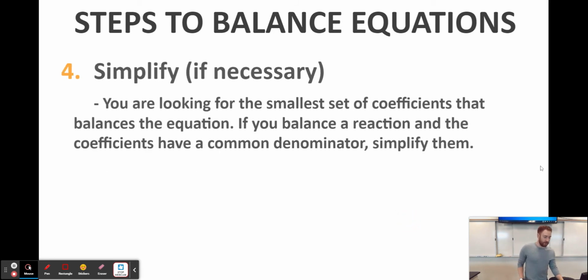And then lastly, this is not always necessary, especially if you get used to things and you're doing things accurately as you go along. But at the end, you should always check and make sure that your coefficients can't be simplified. So for example, if you have coefficients of 10, 5, and 5, those should probably be coefficients of 2, 1, and 1, right? Because all of those coefficients have a common denominator of 5.